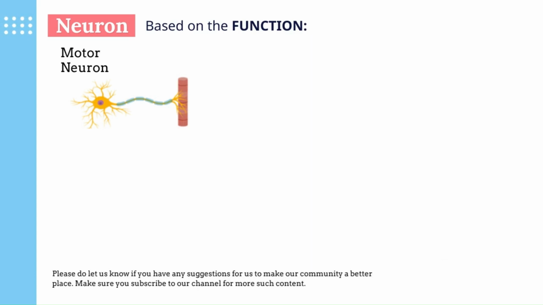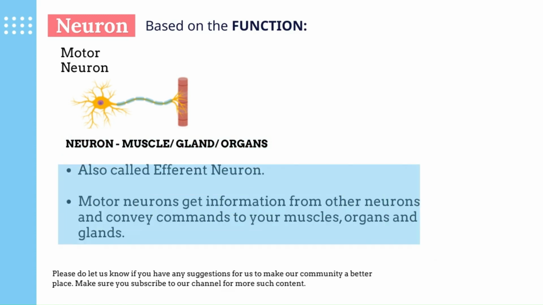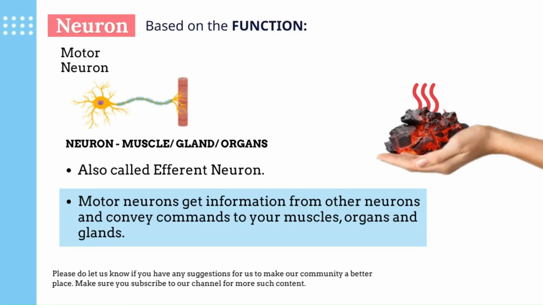Now the next comes motor neurons. Now these neurons collect information from other neurons and convey that command to the muscles, glands or organs. Like just now you had picked up the piece of coal, so that information went to your central nervous system. Now the spinal cord sent information through another neuron, and that information came from the other neuron to your motor neurons, that you need to leave that piece of coal. And that is the function of the motor neurons, that they convey this information from the other neuron to your muscles, to leave this piece.